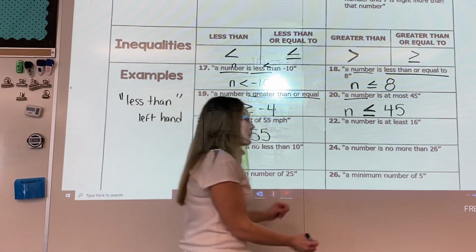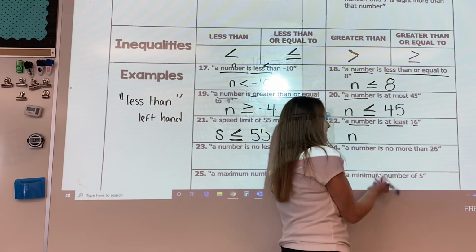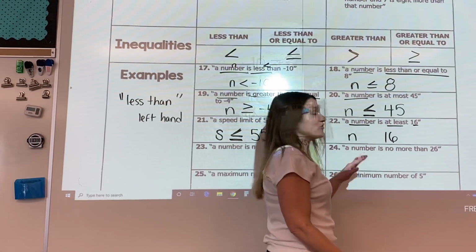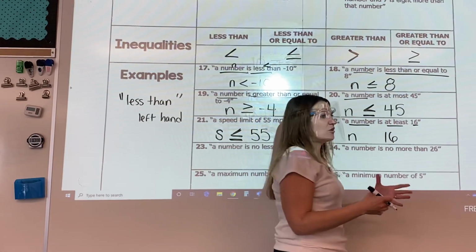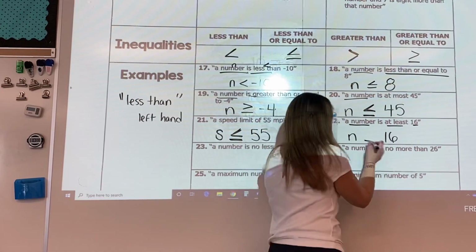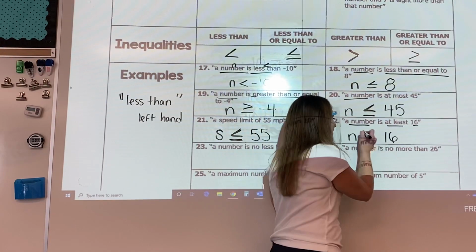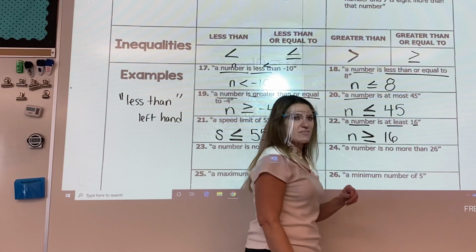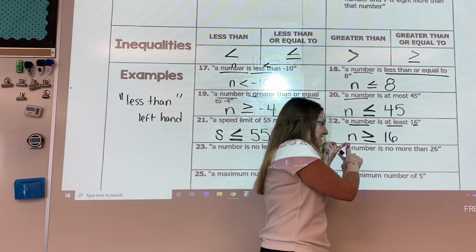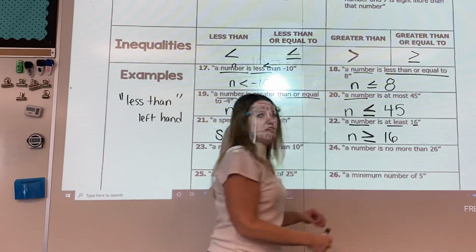Number 22. A number is at least 16. Put our n in here. Let's put our 16. At least. So if you have to be 16 years old to go into this movie, can you be 16? Yeah. Can you be 13? No, you have to be older than that, so you have to be greater than or equal to. So our number is at least 16. This number is at least 16, so it has to be greater than or equal to 16. More than or equal to 16.